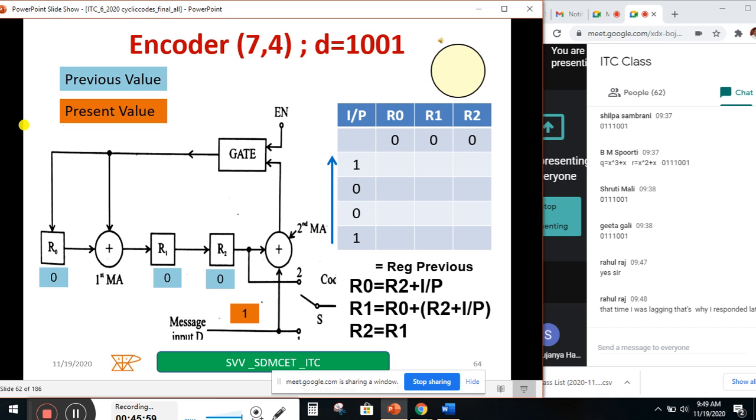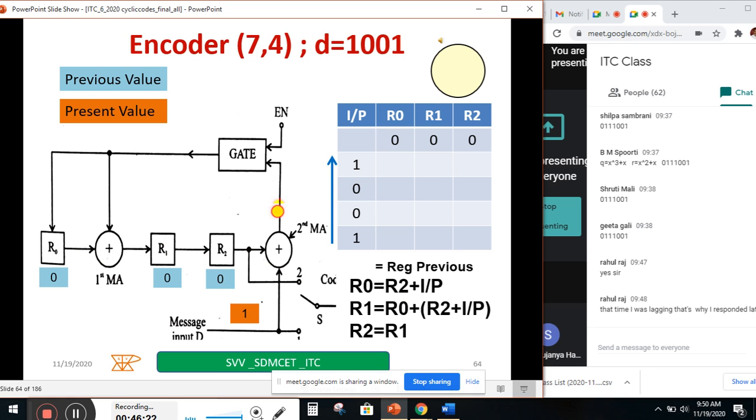See here, we assume the contents of R0, R1, and R2 are initially all 0. 1001 I am giving, so in the beginning I am giving 1. When I give the 1, I will give the clock pulse, like a shift register. When I give the clock pulse, this is 0. Observe here, this is 1.